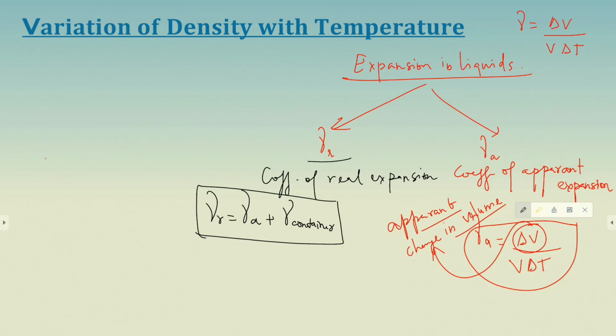So, expansion in liquid is not like expansion in solid. There we had only real expansion. In the liquid we have both real and apparent expansions. Apparent expansion is the one where the container as well as the liquid both are expanding, and from apparent you can add the container's expansion and find the real expansion. Can I proceed further? Make it fast please.